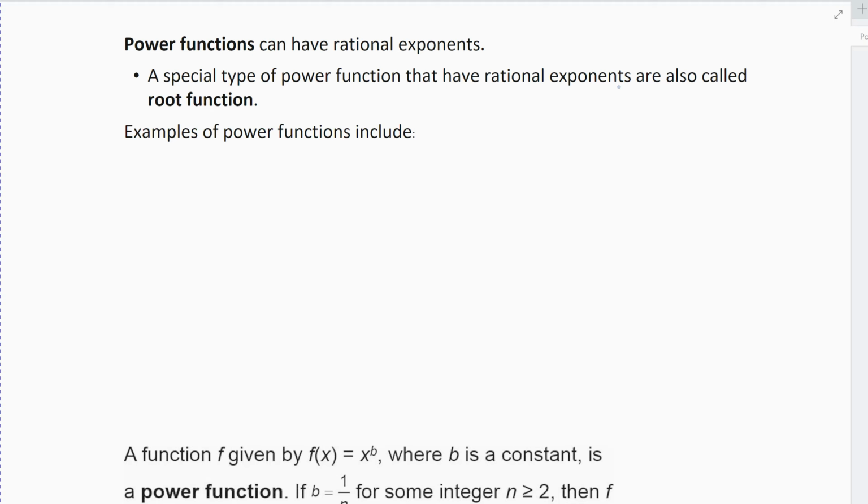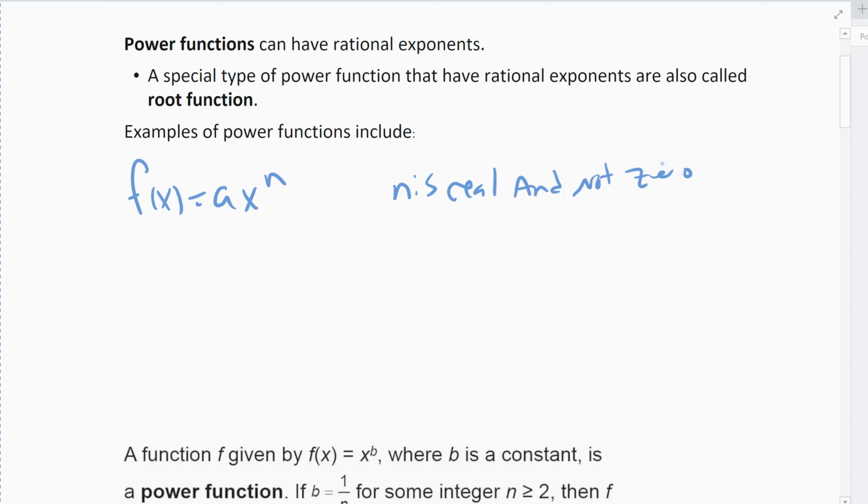So a power function in general is f of x equals a x to the n, as long as n is real and not zero. If n is a fraction or decimal, it's a root case. If n is negative, it's the rational case.